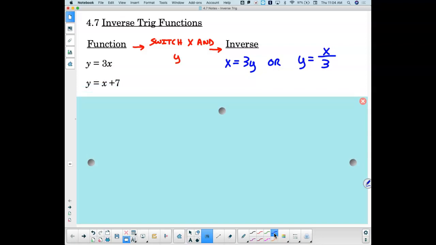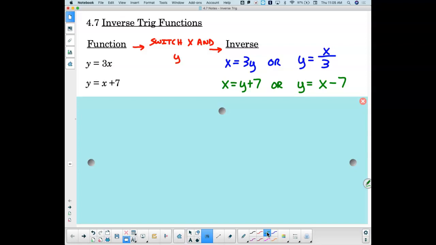Okay? y equals x plus 7, or a line that goes through 0, 7 with a slope of 1. Okay? So I'd flippity-floppity. And so I'd get x equals y plus 7, or y equals x minus 7.